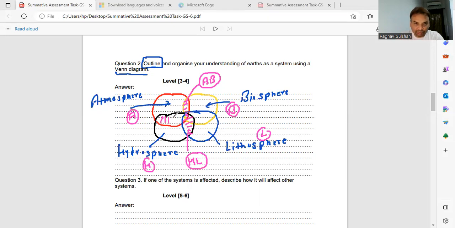You see this part. In this part, the atmosphere and the hydrosphere are interacting. So I will show this part by AH, right? And in this part, the biosphere is interacting with the lithosphere. So I will write it as BL. So guys, this is the answer to your second question, right? So let me go to the next question.